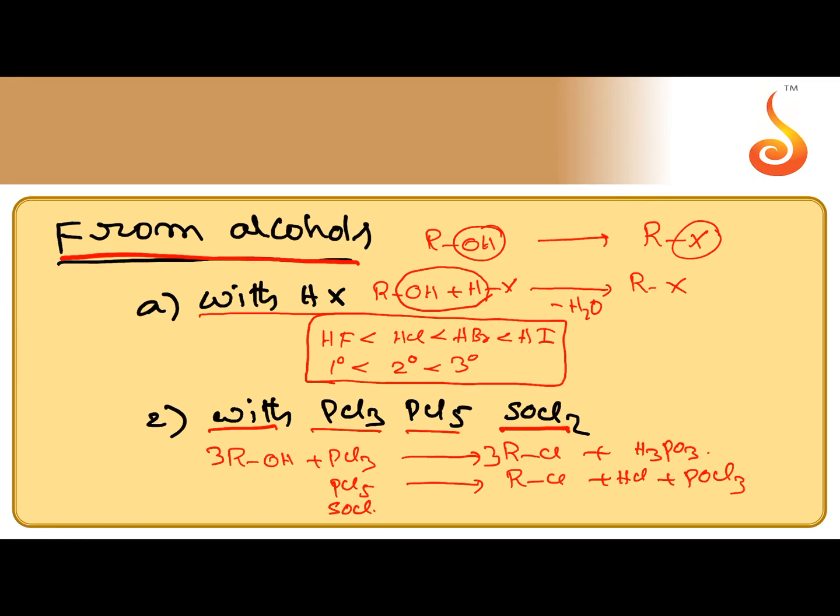When it is thionyl chloride, sometimes we may use even pyridine as catalyst. We can get alkyl chloride and byproducts are HCl and SO2. So among these three methods, best method to prepare alkyl chloride is with the thionyl chloride, because two byproducts which are produced are vapors at room temperature.